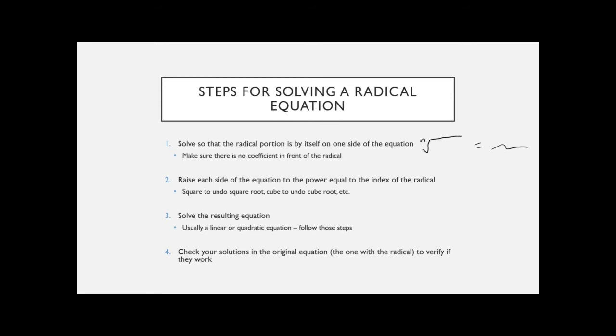Once you've got it by itself, then you're undoing that radical by figuring out what the index is. So if it's a square root, then you square it.